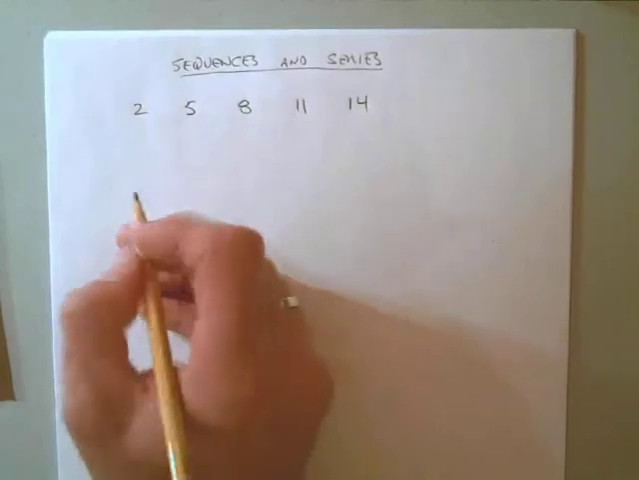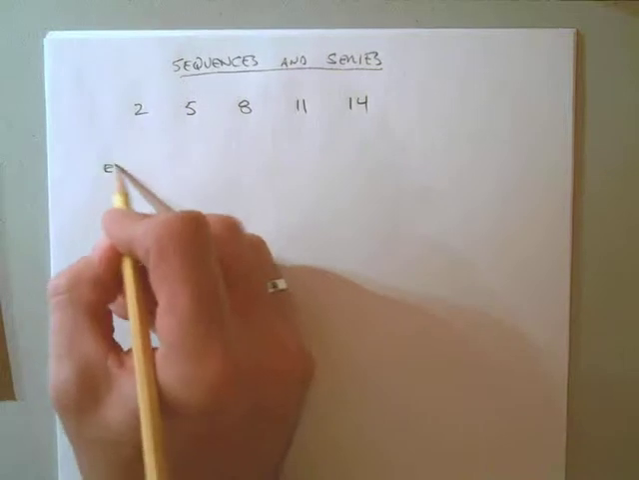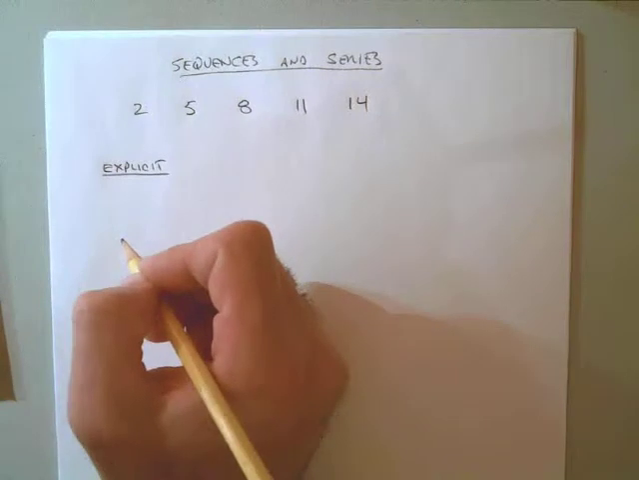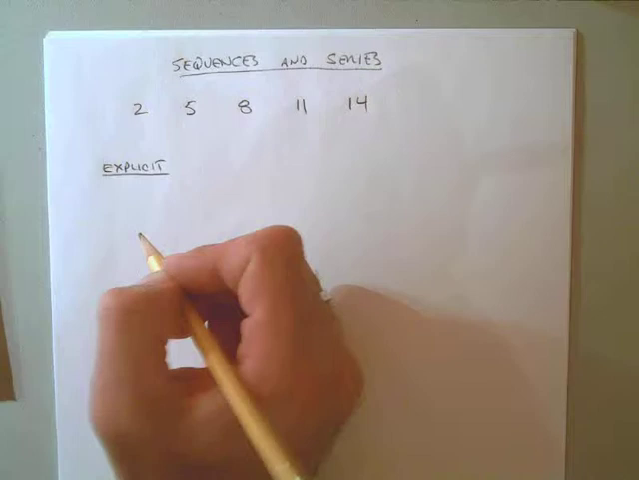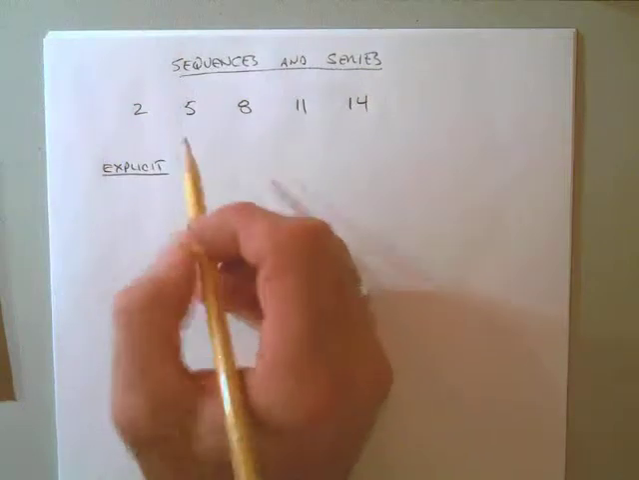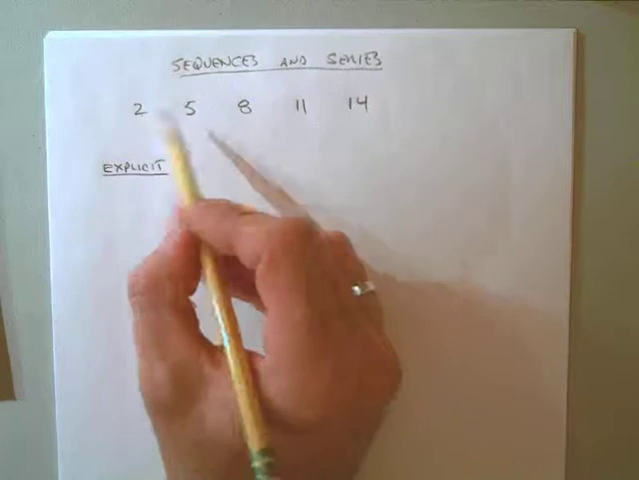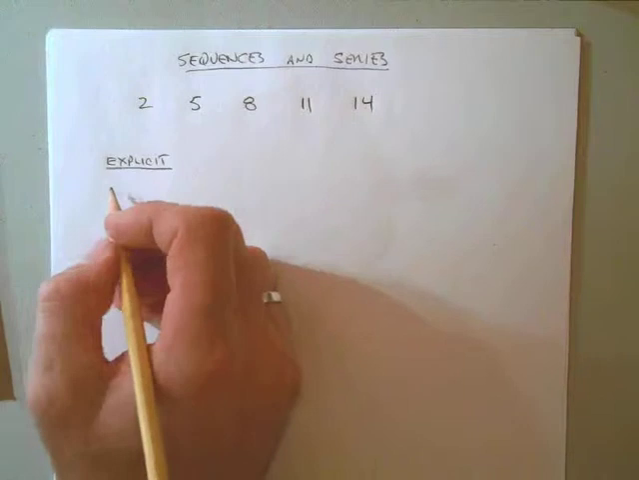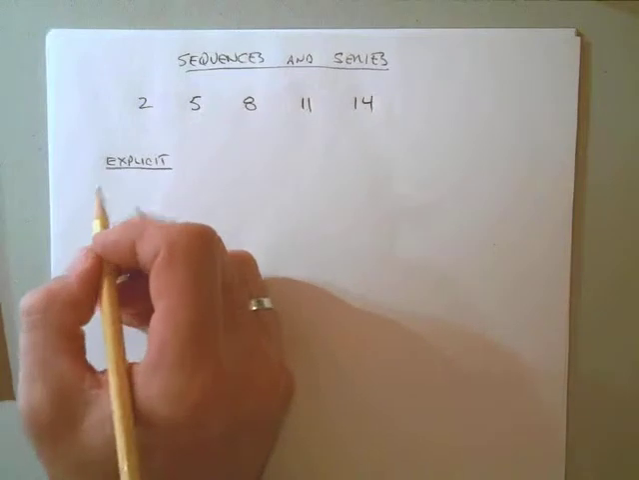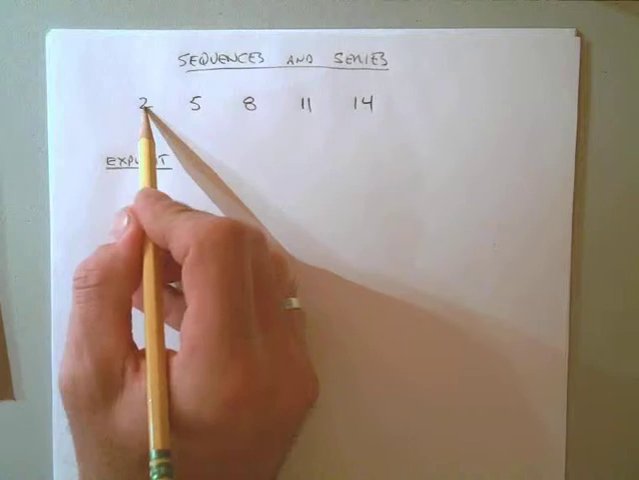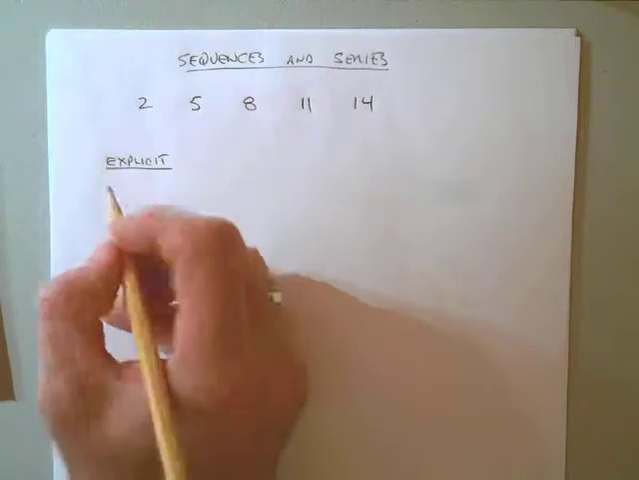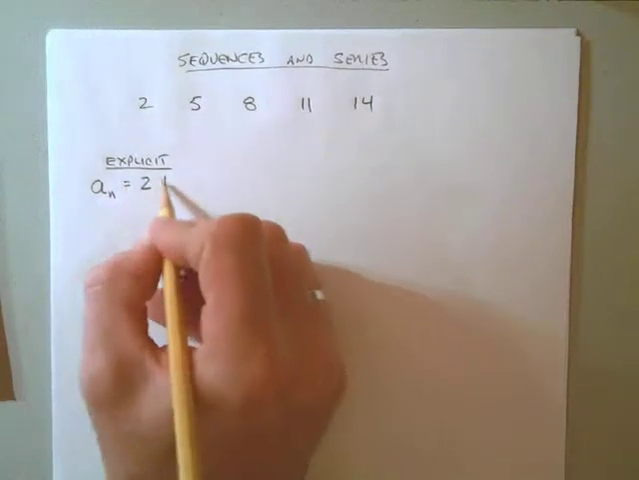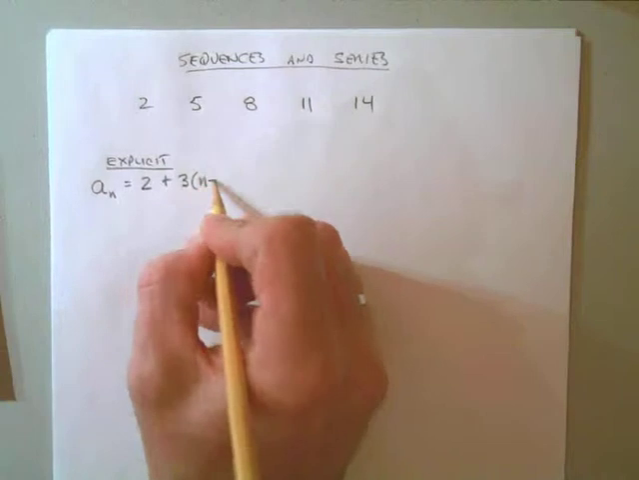And let's use our knowledge that we have so far, and let's write an explicit equation for this. Well, the first thing we need to determine is, is this arithmetic or is this geometric? And I'm looking at this and I'm seeing it starts with 2 and we're adding 3 each time. So if we're adding 3, it's an arithmetic sequence, and we know the starting value is 2 and the common difference is 3. So the explicit equation will be 2 plus the common difference times n minus 1.